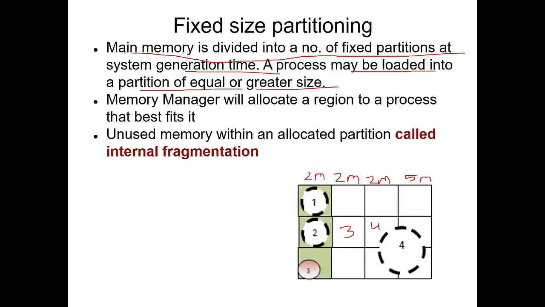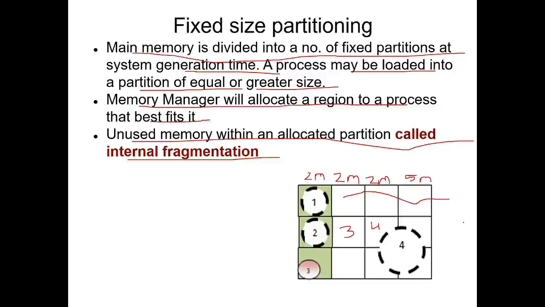It can be equal or greater partition. So the memory manager will allocate a region to a process that best fits in. The memory manager is there in the operating system, so it will decide in which partition to allocate the processes. Unused memory within an allocated partition is called internal fragmentation.